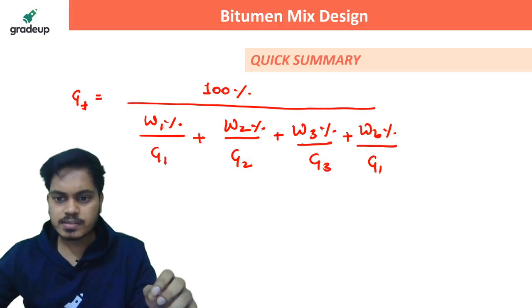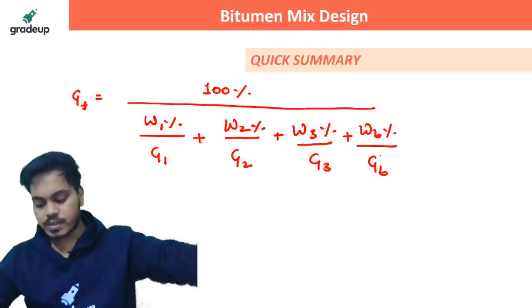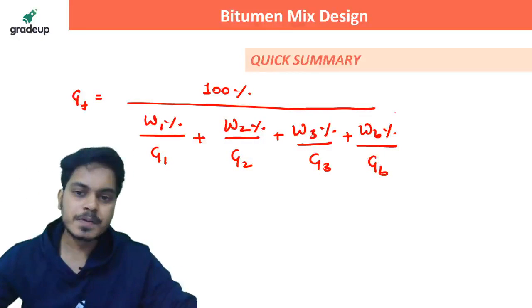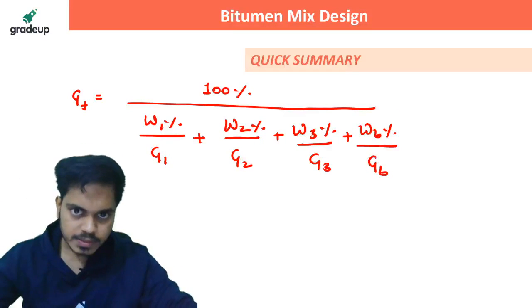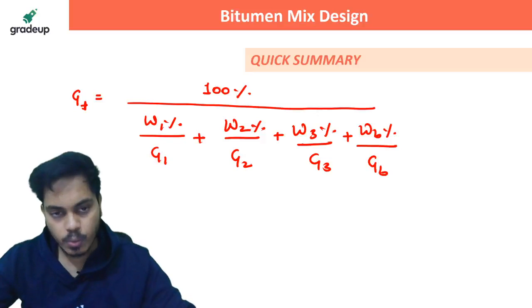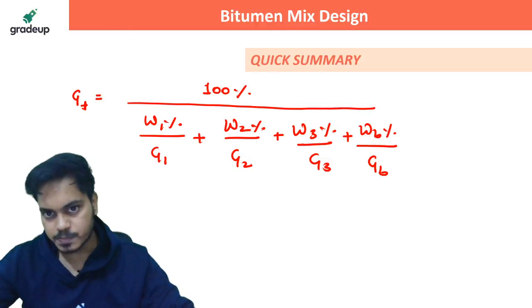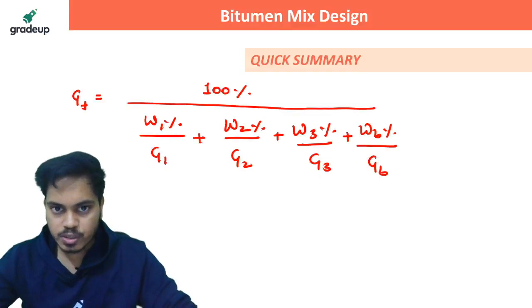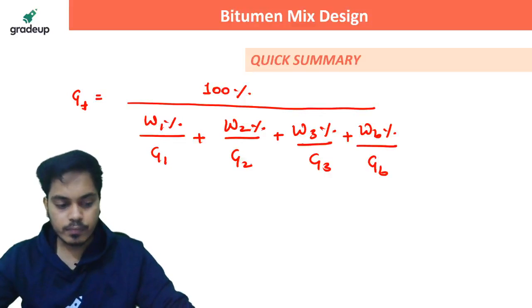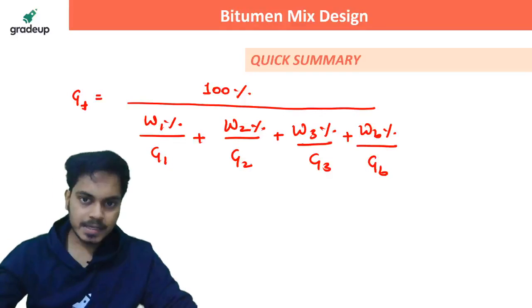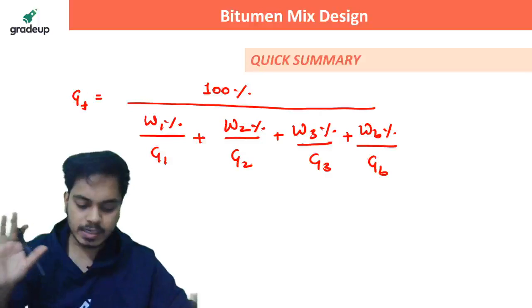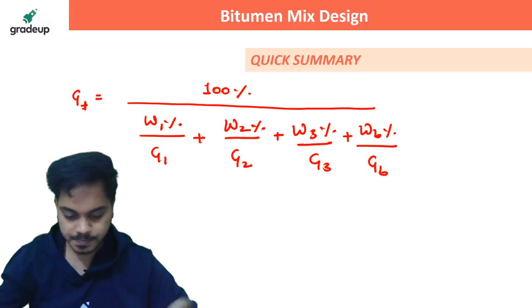Now the question arises, why do we call it theoretical specific gravity? We call it theoretical because we do not consider the air voids while calculating this specific gravity, and it is not at all possible practically that there is no void in the mix, right? So that is why it is known as theoretical, because practically it is not possible.